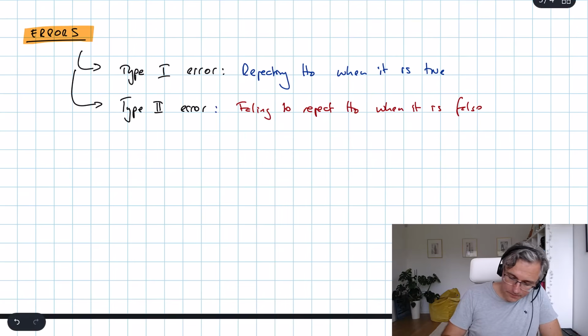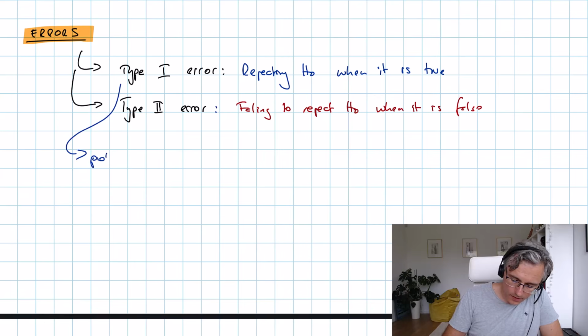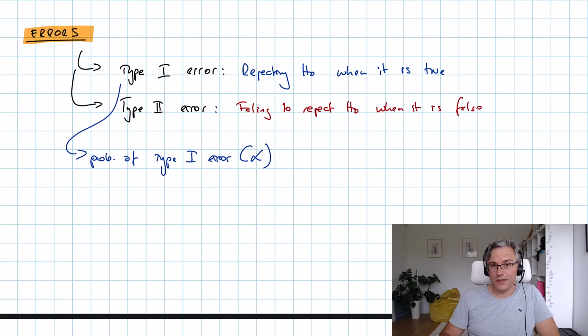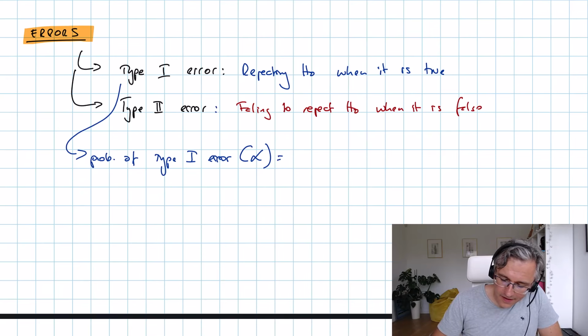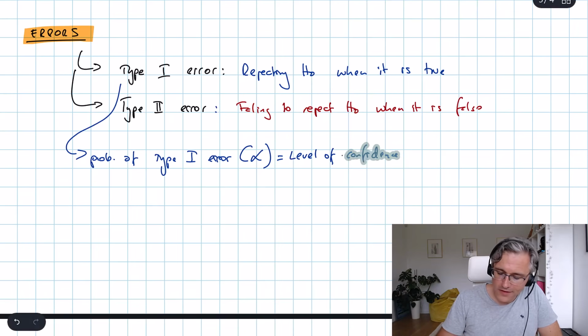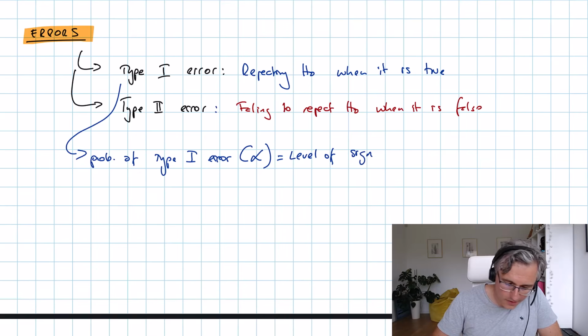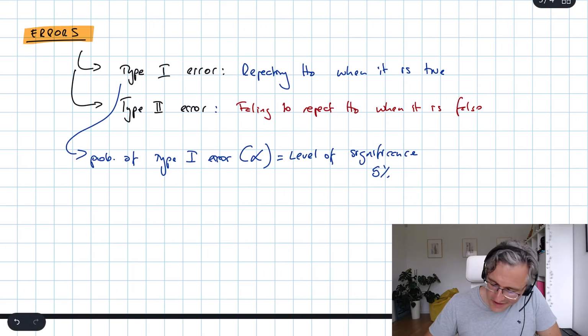Now, as we said, the probability of committing a type 1 error, which is denoted by the letter alpha, is our level of confidence in the test. Sorry, not level of confidence, level of significance. Apologies for that. Significance. And in our case, this was 5%. I was thinking about confidence because this is the next thing I'm going to say.